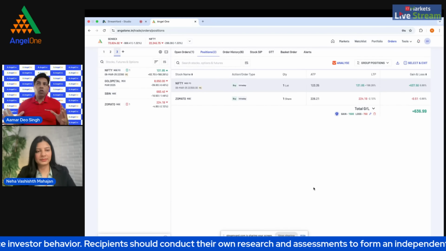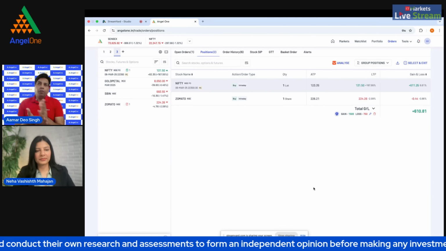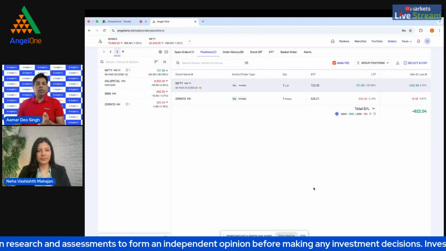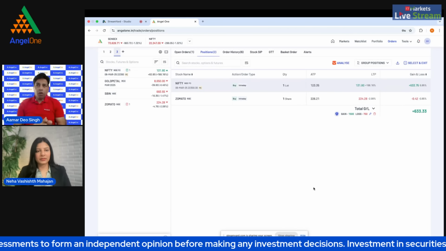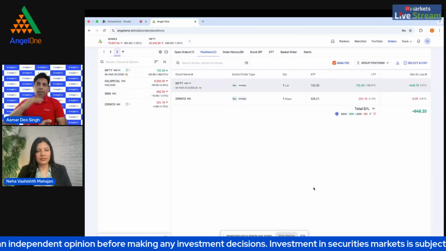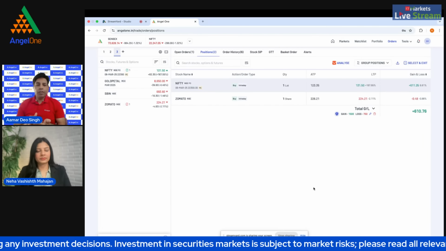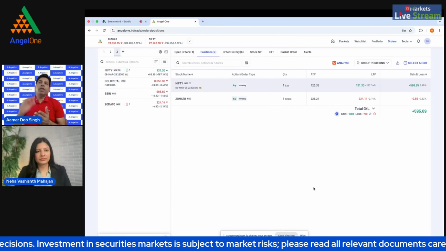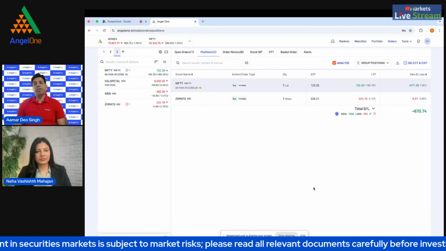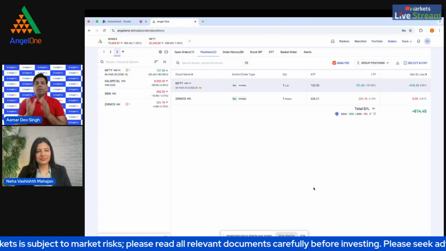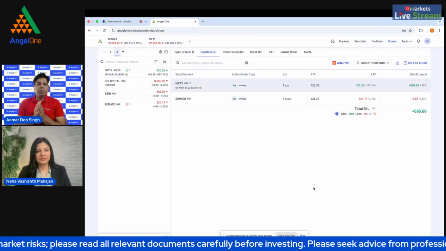Many people have no concept of risk. They'll risk 50,000 on a few trades, and if 50,000 is wiped out, then 1 lakh becomes 50,000. So they have lost 50%, but to make that back, they have to generate 100% return, because for 50,000 to become 1 lakh, you have to generate 100% return. So somewhere or the other, risk management plays a very crucial role.